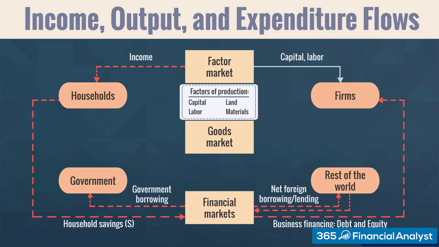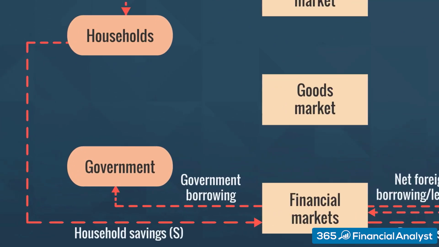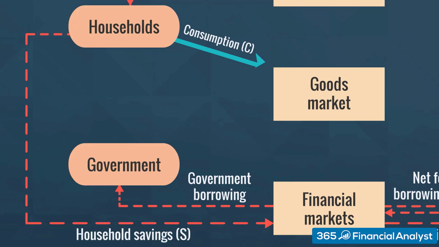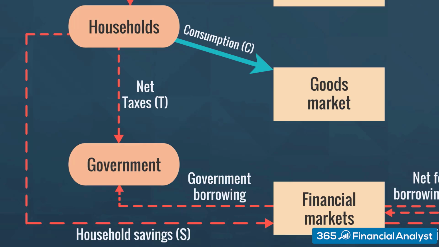This all might sound a bit unclear at this point. Don't worry though, we will connect all the dots further down the line. Let's focus on households now. They spend part of their income on consumption on the goods market. For our analysis, we will denote the consumer spending on final goods and services with capital C. Out of their total income, households also pay taxes to governments. As we know, what's left after that is accumulated and deposited to financial markets in the form of savings. S stands for household savings here.